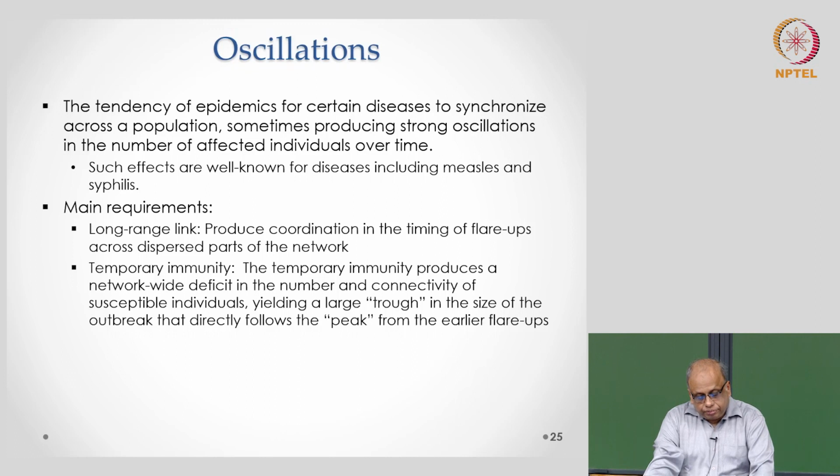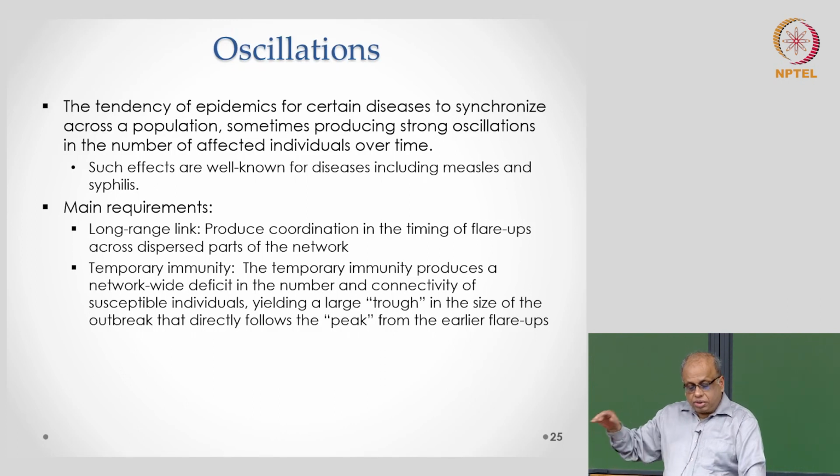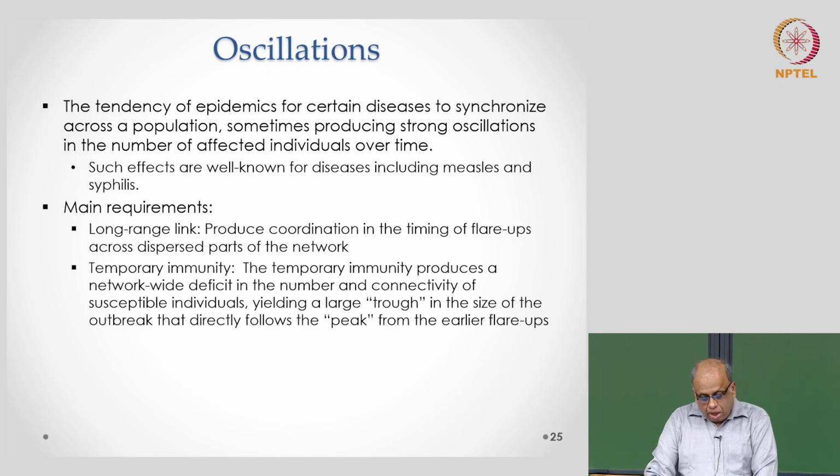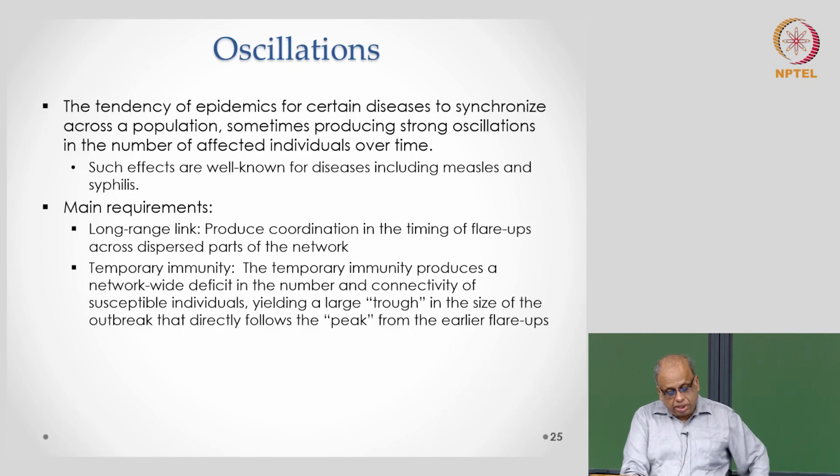Okay, so oscillations are the tendency of epidemics for certain diseases to synchronize across populations, sometimes producing strong oscillation in the number of affected individuals. Okay, so for example, measles and syphilis. So you can have this oscillation. Sometimes it goes up, sometimes it comes down, and so on. Okay, and the main requirement for this oscillation to happen for a disease is long range links.